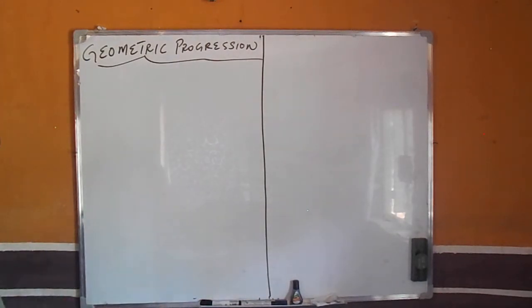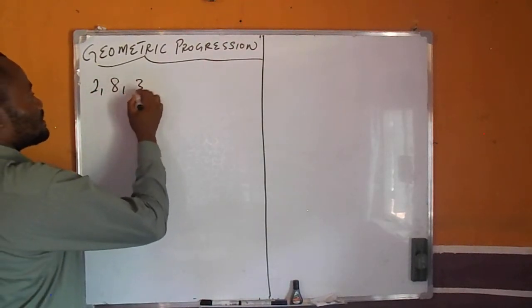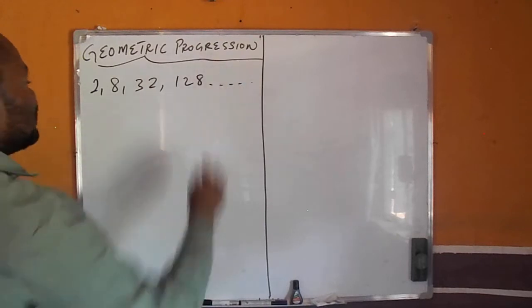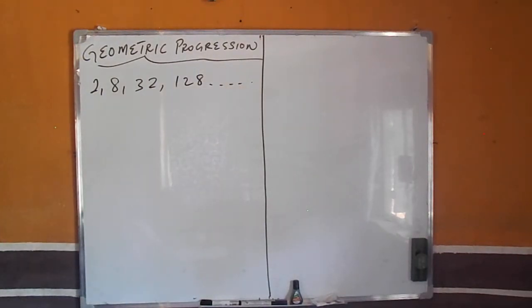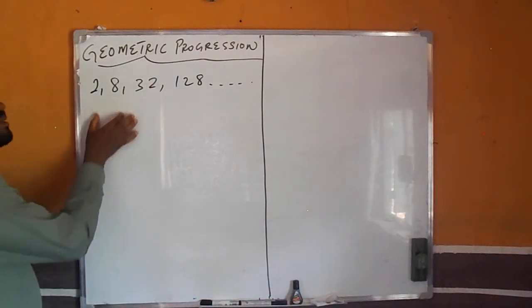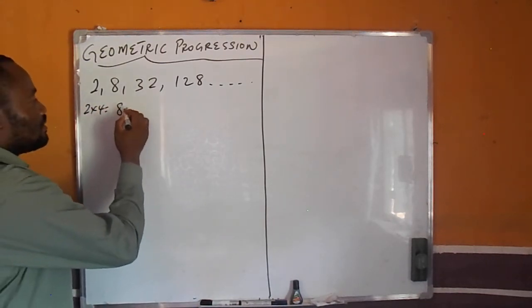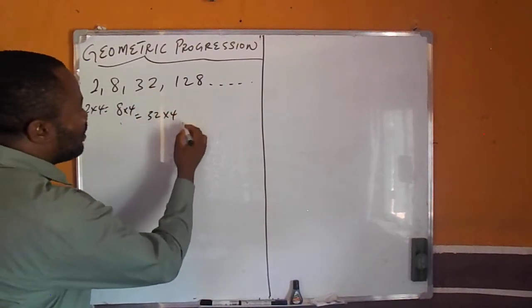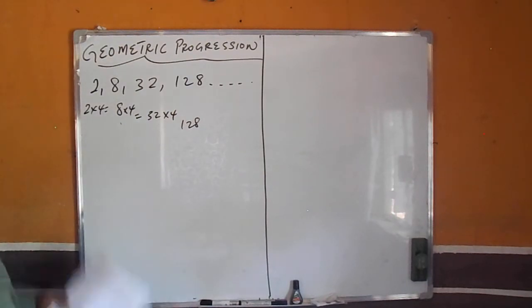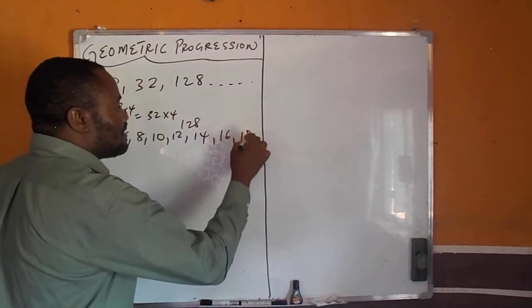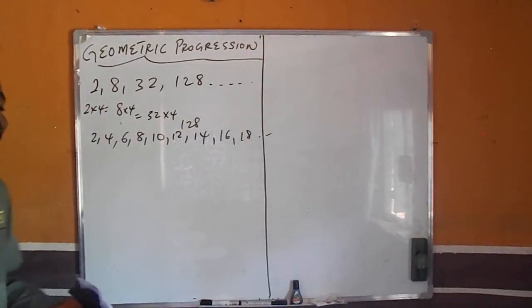For instance, if you have 2, 8, 32, 128, and so on, this is an example of geometric progression because it is increasing at the rate of 4. 2 multiplied by 4 equals 8, times 4 equals 32, times 4 equals 128. So this shows that it is increasing at a multiplication level, so it is geometric progression. But if it is increasing at an addition level, for instance 2, 4, 6, 8, 10, 12, 14, 16, 18, and so on, then we say it is arithmetic progression.